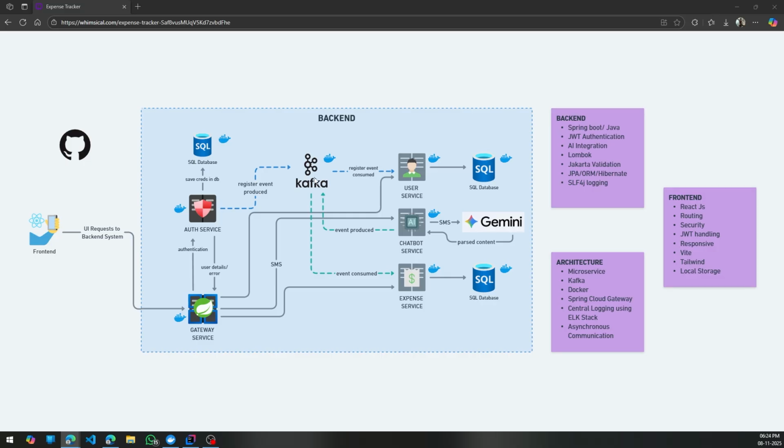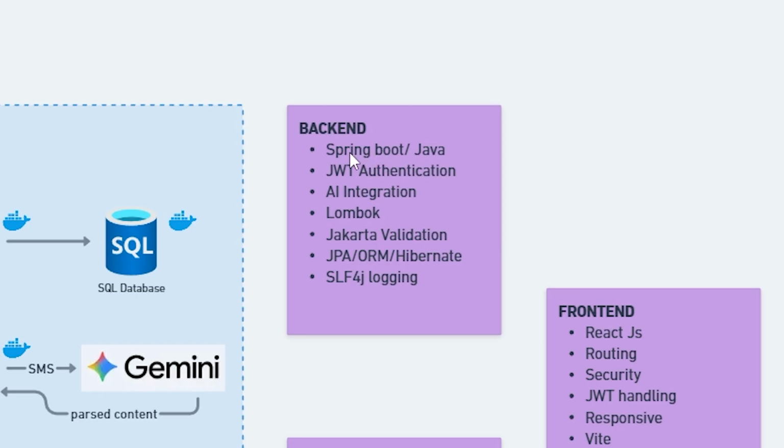Alright, let's talk about the technology stack, but in a simple way. So first of all, in the backend I have used Spring Boot and Java, and for authentication I have used JWT Authentication along with Spring Security, and we also have AI integration where we are communicating with Google Gemini directly. And to maintain clean code architecture I have used Lombok, Jakarta Validations, ORM using JPA along with Hibernate, and I am also using SLF4J and much more that we will be looking at when we check the code.